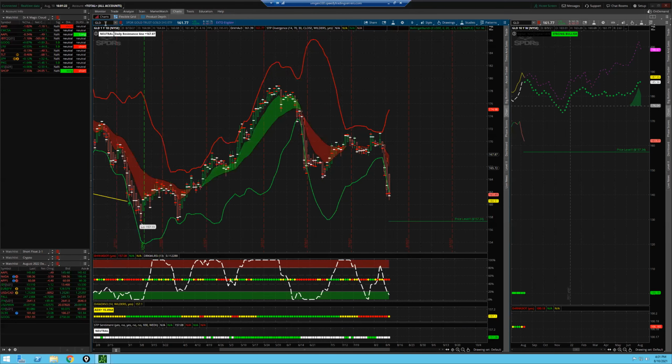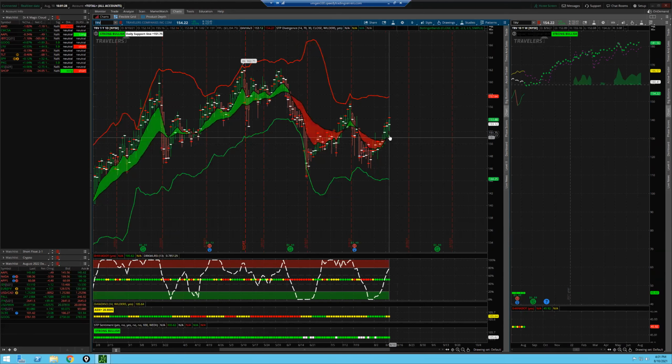Okay, let me see TRV, absolutely. So travelers, see the green just started again, plus we have a good seasonal movement. So again, if you enter it when it closed above the cloud, you could have your risk right below these wicks, 146, for example. If you got in at the open at 153, that's $7 risk.